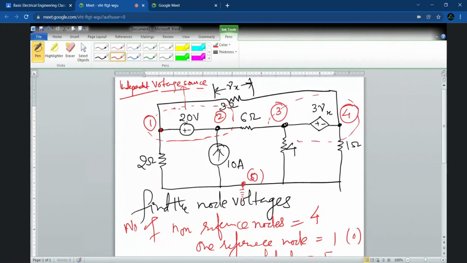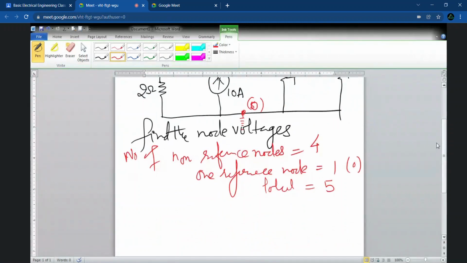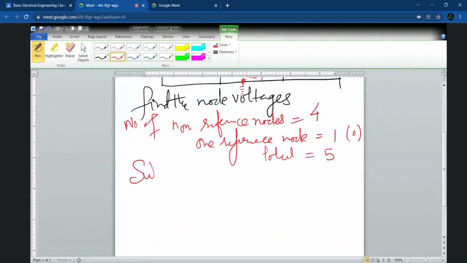3 and 4. Again this will be a super node, with node 3 and node 4 having a dependent voltage source, which is a voltage dependent voltage source. Is it clear? Okay. So what are the two super nodes that we have recognized in this circuit? Two super nodes are there. One is formed by node 1 and 2, and another is formed by node 3 and 4. Is this also clear to everybody?